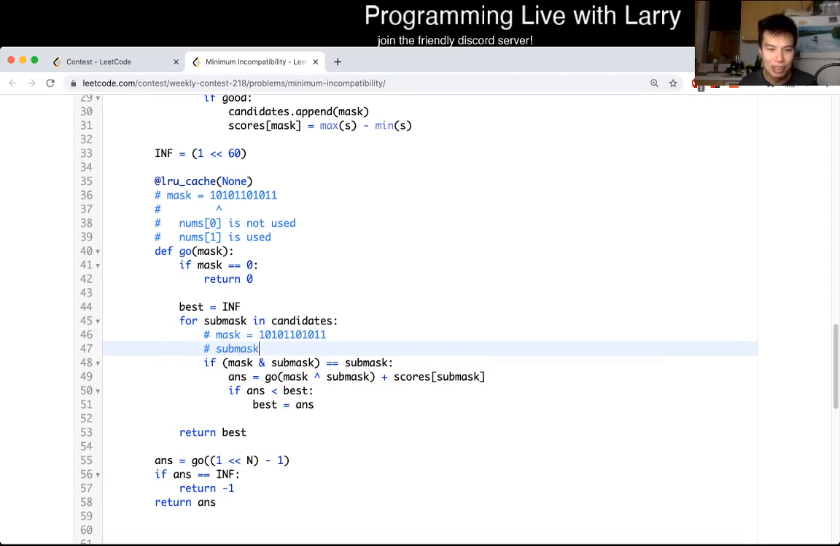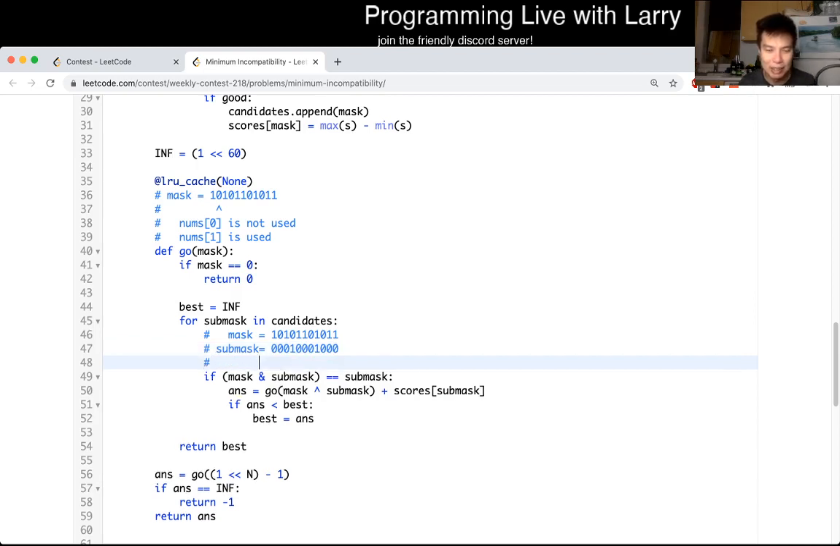So for example, your mask is this, and let's say you just want to get two numbers, right? If your numbers are like this, then the AND operation is going to be zero except for where they're both ones, right? And since this is not equal to submask, that means that not every bit of submask is used, right? Because if every bit of submask is used, then we expect this to be one in every place where submask is one. So basically, that's what this if statement does.